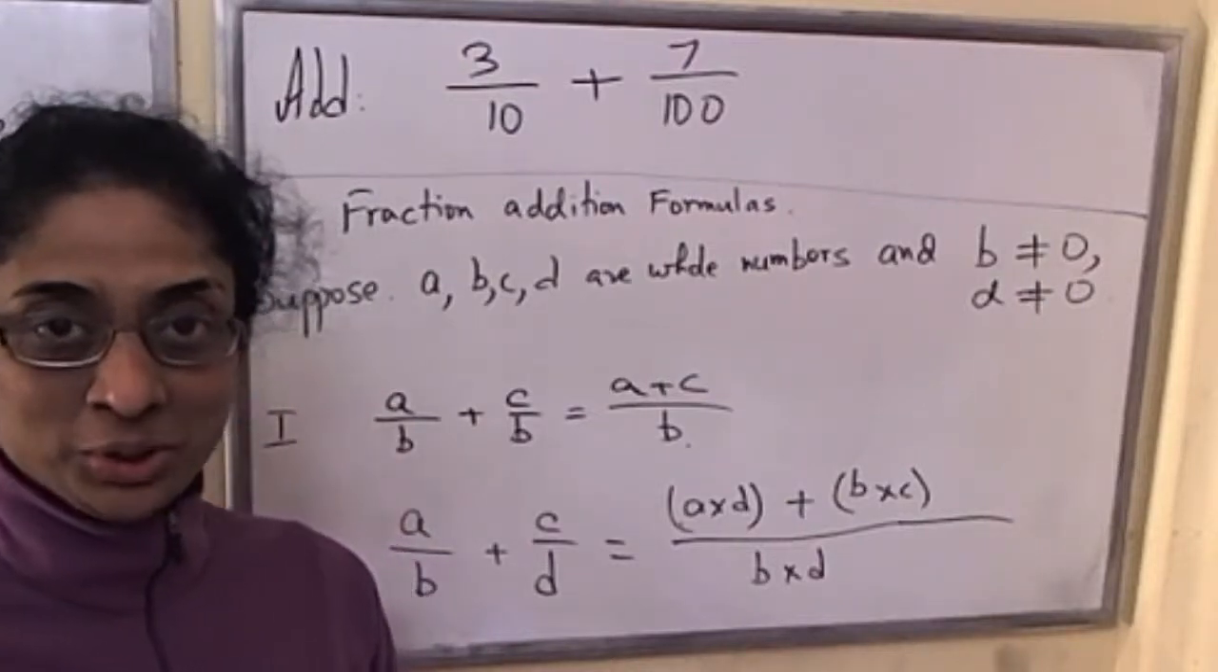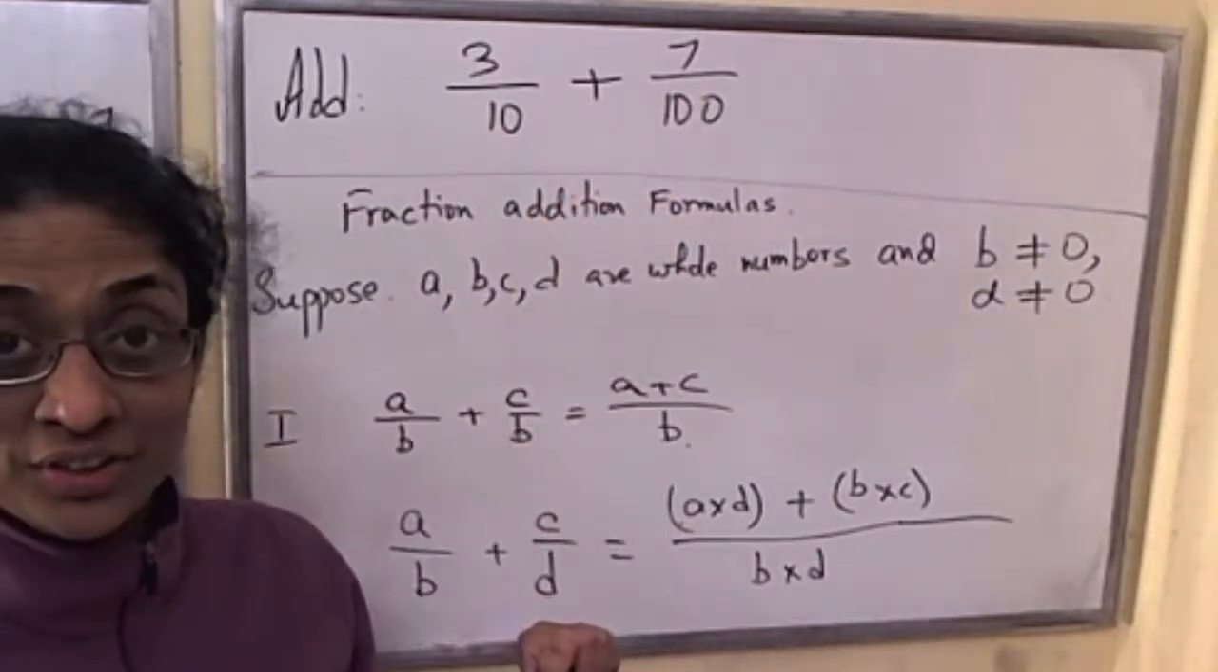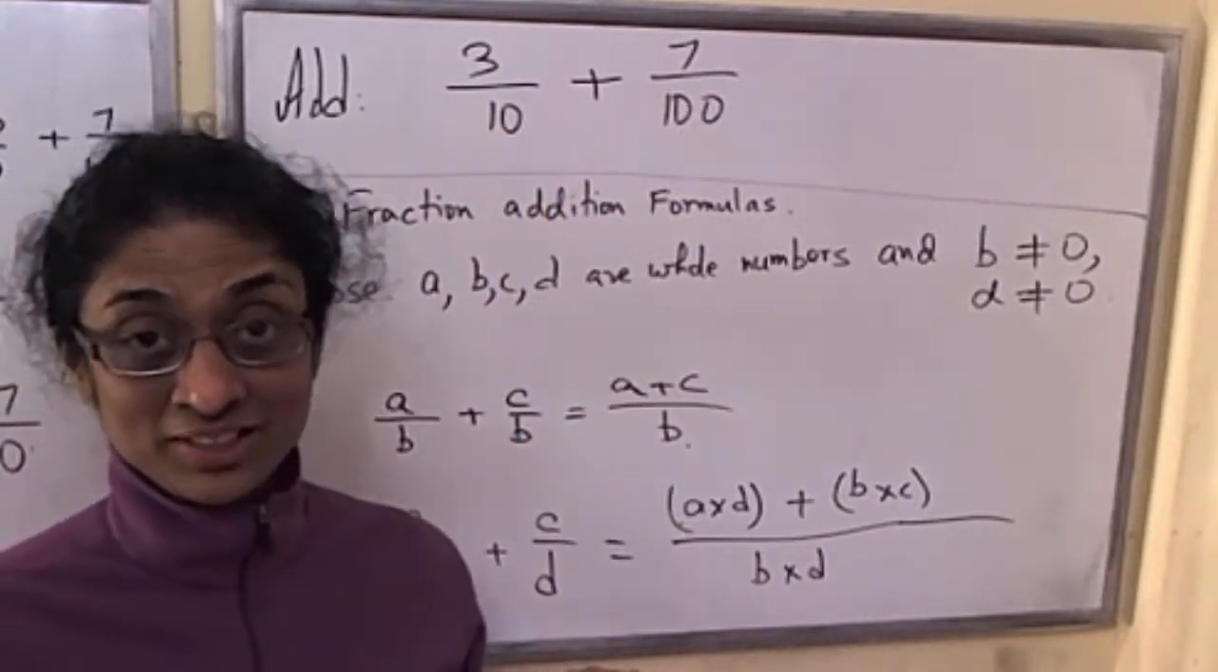Hi, today I would like to talk about how to add these two fractions, 3 over 10 plus 7 over 100. I would like to discuss this very specific example.